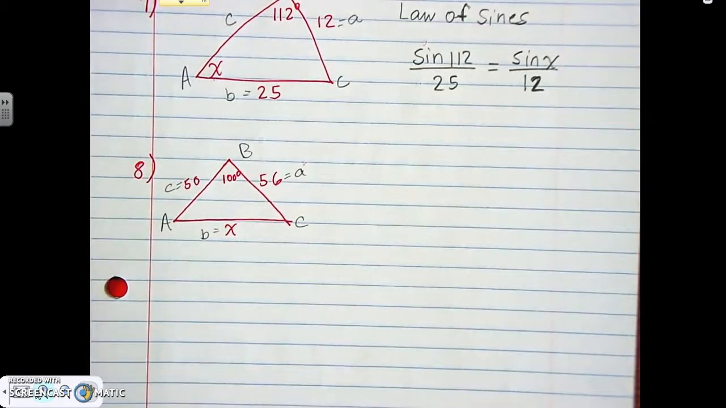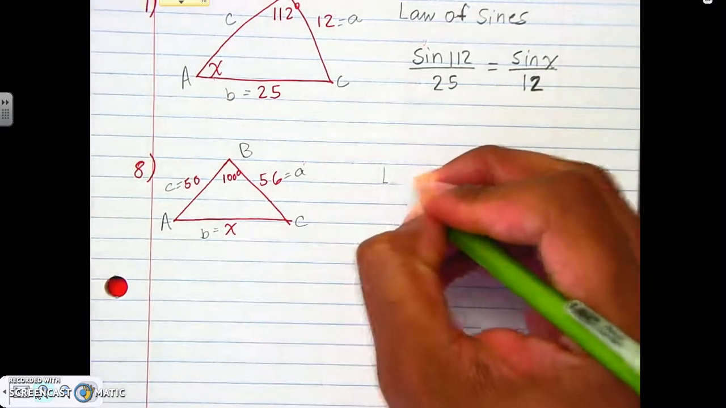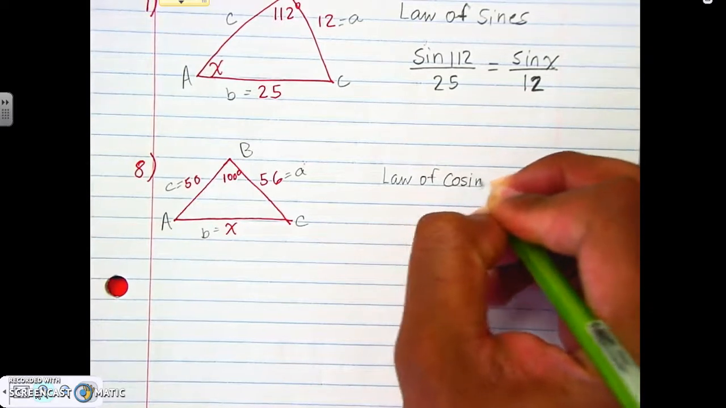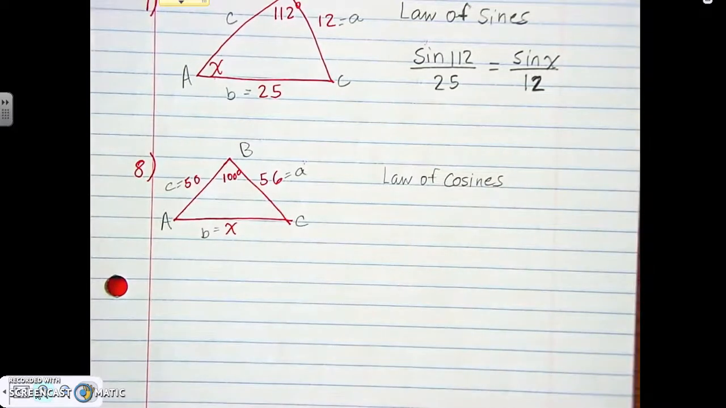Looking at it now labeled, is there anything that matches up? Any angles and sides that match up here? No. And since no angles and sides match up, or letters being the same letter, that means we have to do the law of cosines. So before you take this test, it's important that you know when to use the law of sines and when to use the law of cosines.